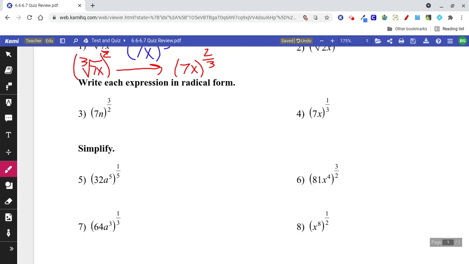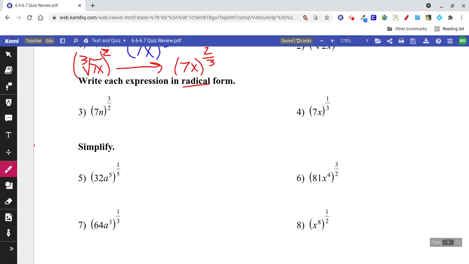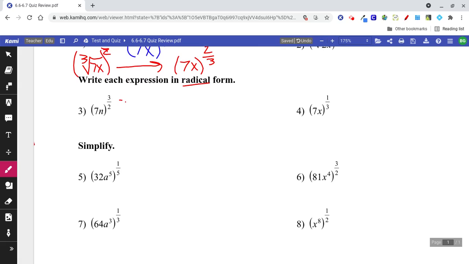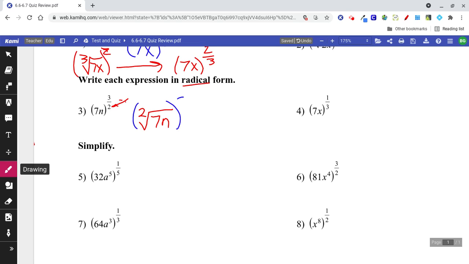Write each expression in radical form. Radical form, we want that symbol. It's not called a square root symbol unless it's a root 2. It's called a radical. But again, you're looking at that denominator, so now we work backwards. That denominator is the root index. But then the numerator is going to be that power. If that was a 1, we wouldn't need it there.